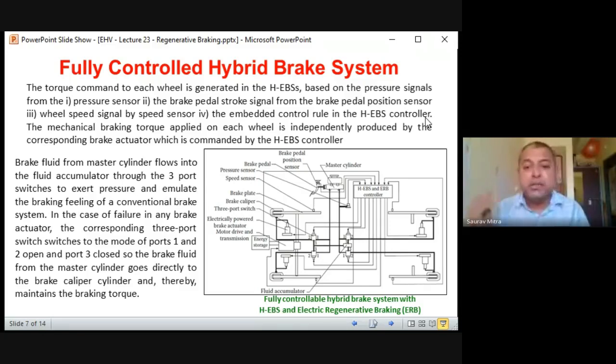So there are mainly four signals which are continuously being fed into the HEBS controller. The first one is the pressure sensor in the line. Whatever brake lines are there, whatever fluid is there, how much is the pressure of the fluid.